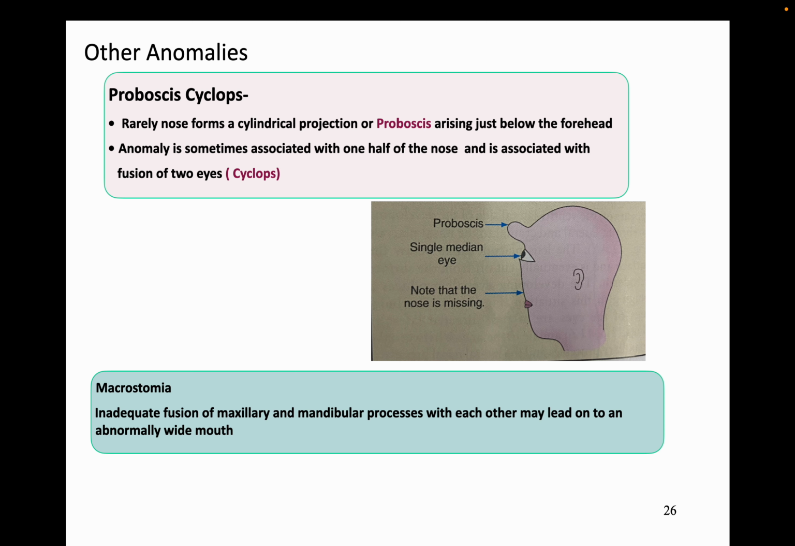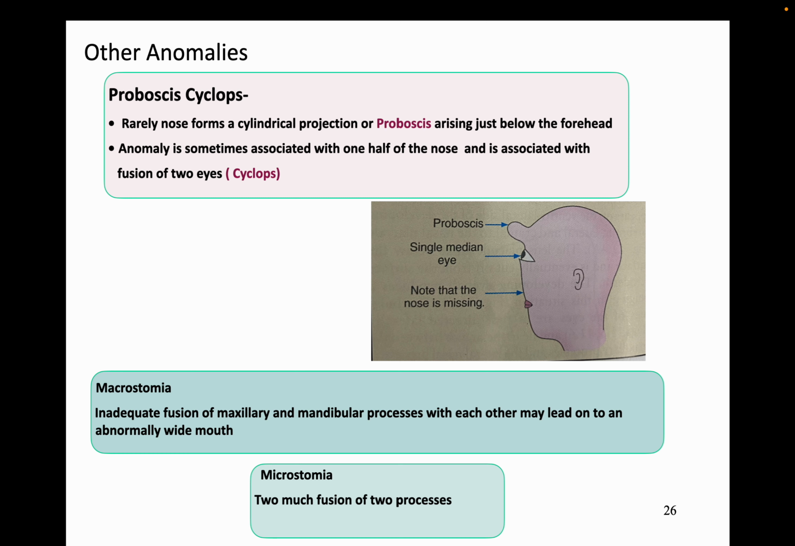Then coming to the next anomaly, that is macrostomia. When inadequate fusion of the maxillary and mandibular processes happens, it may lead to a wide mouth. So that is given the name macrostomia. Macrostomia means wide mouth. Microstomia is just the opposite, when too much fusion of these two processes happens, leading to a small mouth.